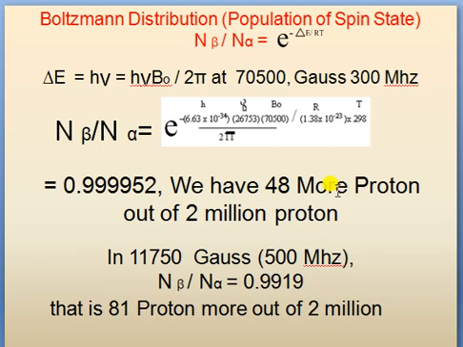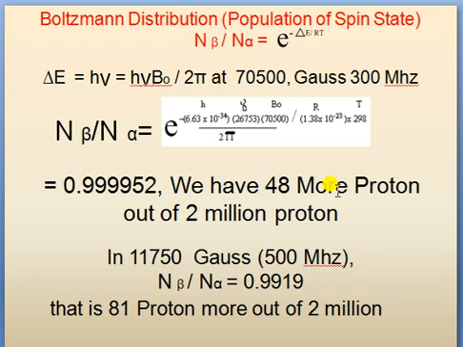Suppose in NMR spectroscopy we are getting a peak at 1.2. For that particular proton, if 2 million protons are there, only 48 nuclei out of that 2 million will give that 1.2 signal. And similarly for all other protons also.